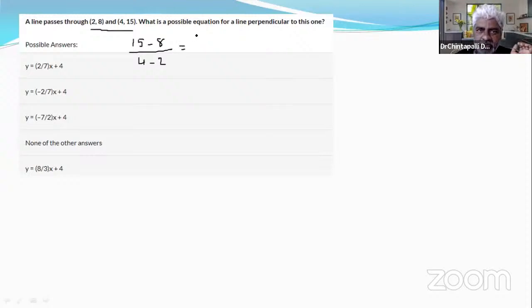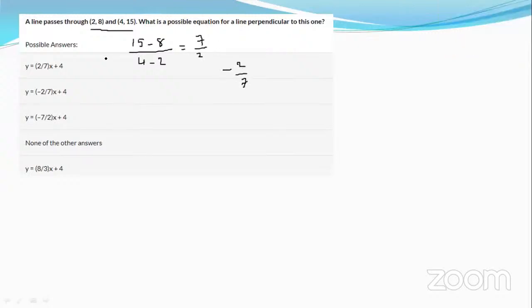Yes. So 7 over 2. The perpendicular slope is -2 over 7. So it is the second option.